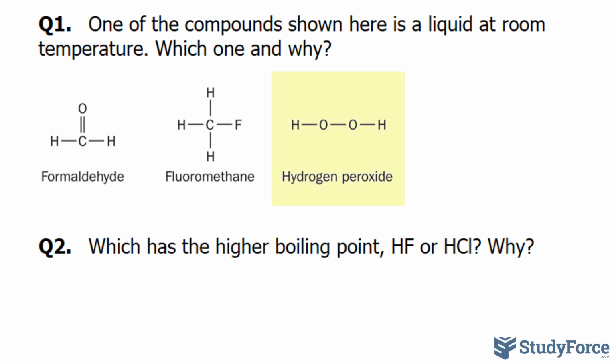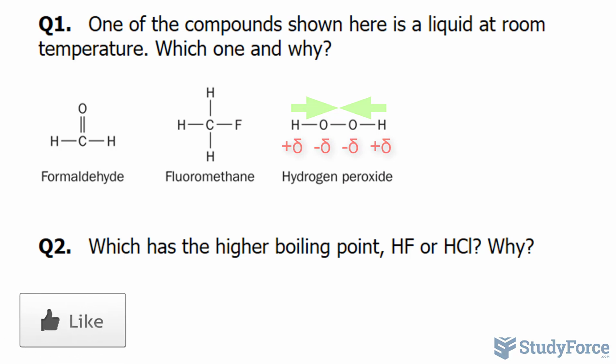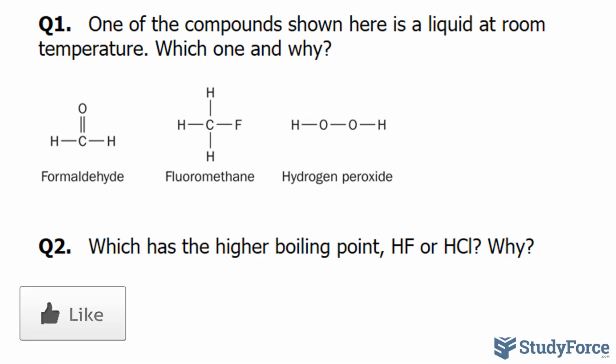Hydrogen peroxide, however, is the only compound of the three that contains hydrogen bonded directly to either fluorine, oxygen, or nitrogen, and in this case, oxygen. And whenever you have that occurrence, that means the molecules are likely forming hydrogen bonds. And when hydrogen bonds are forming, the molecules are held together more closely and tightly, and so it's likely to have the higher boiling point.